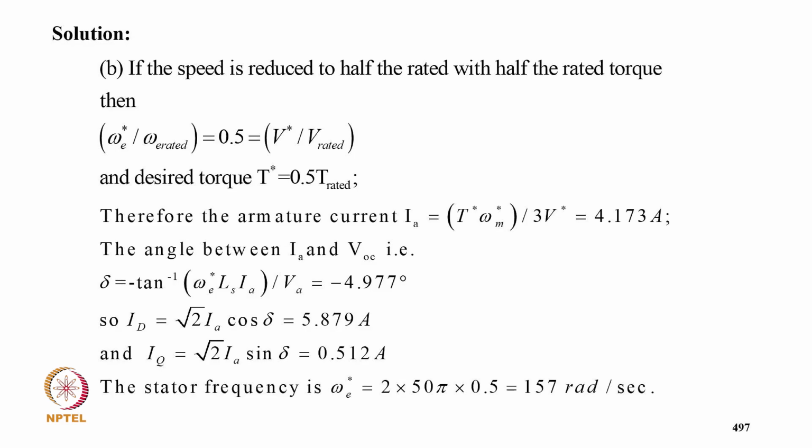Coming to part B, if the base speed is used as half the rated, then ωe star upon ω rated is 0.5, so we get rated E star and torque is 0.5 rated. Therefore, armature current Ia equals rated I on 3 B, so it comes to 4.173 ampere, and the angle between Ia and VOC, delta, equals minus tan inverse of ωe star Ls Ia upon V, that is minus 4.977 degree. Id equals root 2 Ia cos delta, 5.879 ampere, and Iq equals root 2 Ia sin delta, 0.512 ampere. Therefore, stator frequency ωe star equals 2π f times 0.5, that is 157 radian per second.